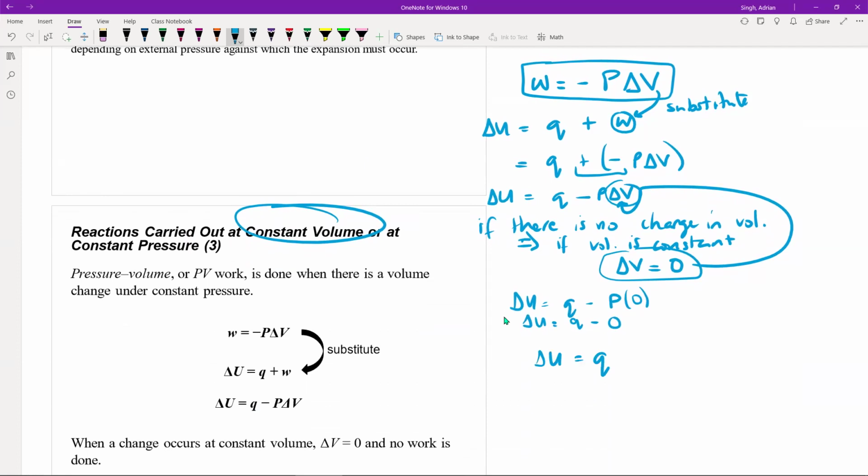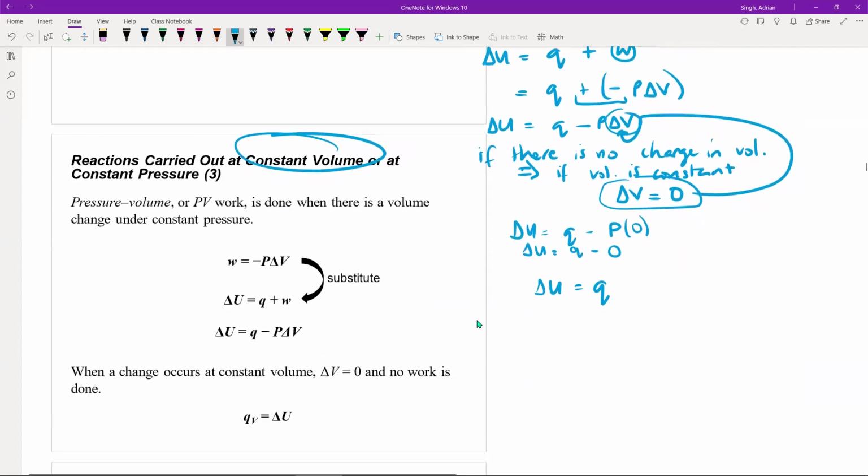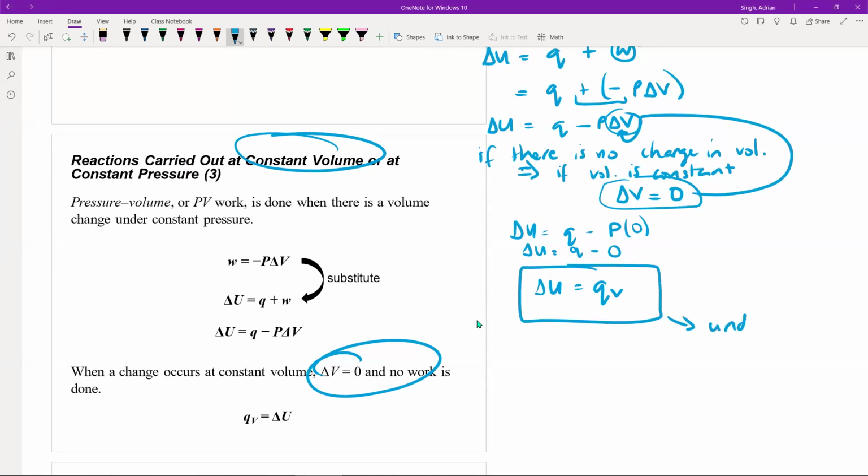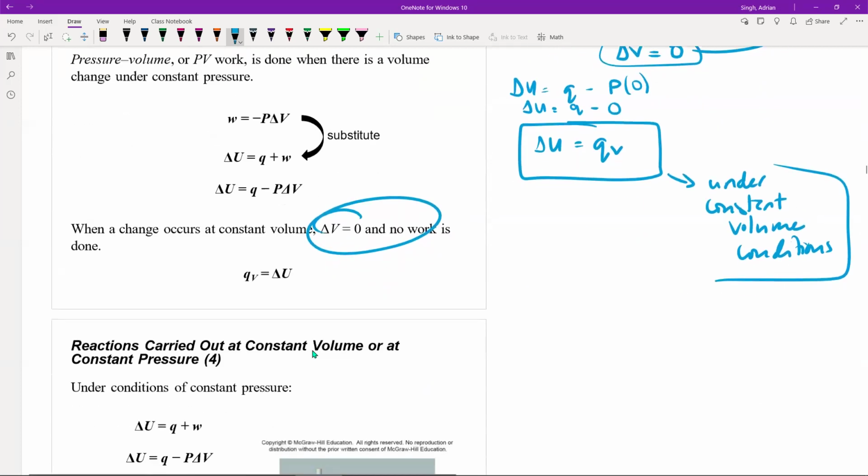So under constant volume conditions, where delta V is equal to 0, no work is actually done, and the change in internal energy is simply equal to the heat under constant volume, and we put the little V as a subscript. So this is what happens under constant volume conditions. Under those conditions, the change in internal energy is simply equal to the heat released or absorbed by that system.